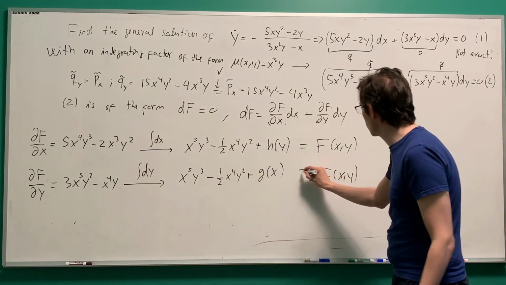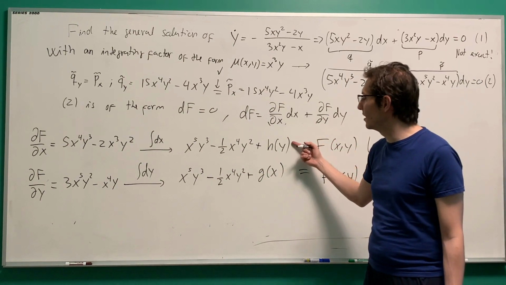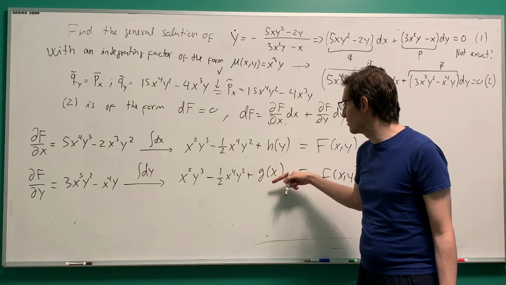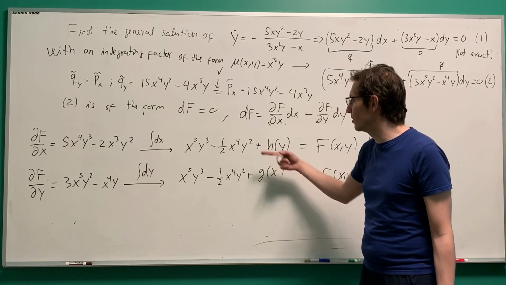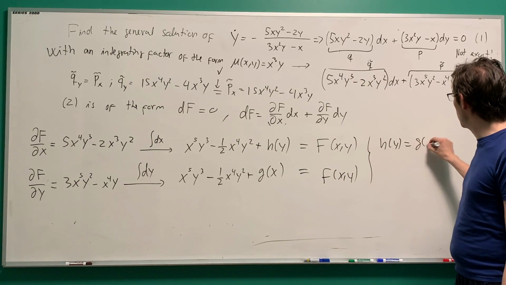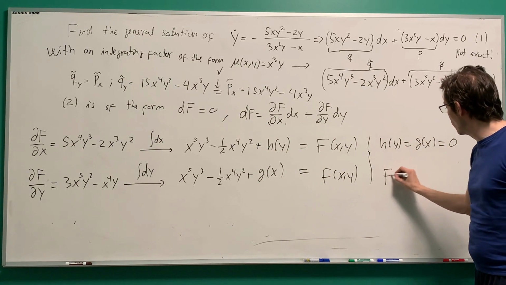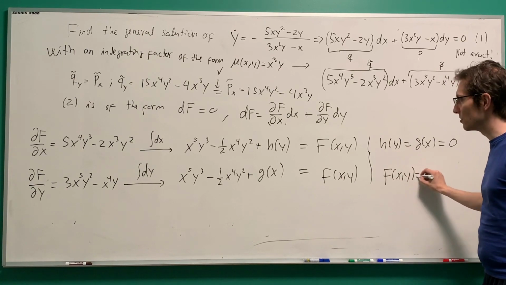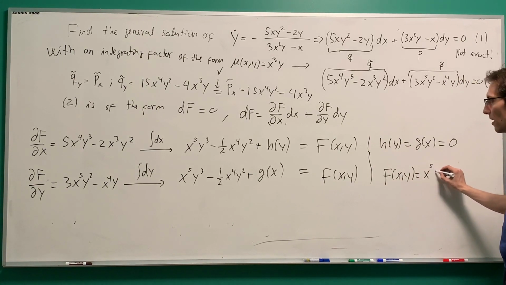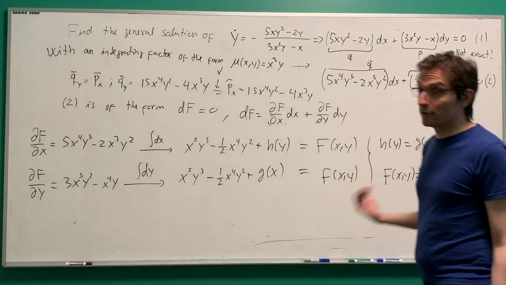Although we see, because of that I'm comparing, that there are no terms missing here, depending on y, that should be here. There are no terms missing here, depending on x only, that should be here. So we know that h of y equals g of x equals 0. And then the function f of x y is just x to the power 5 y cubed minus 1/2 x to the 4 y squared. That's not the solution.